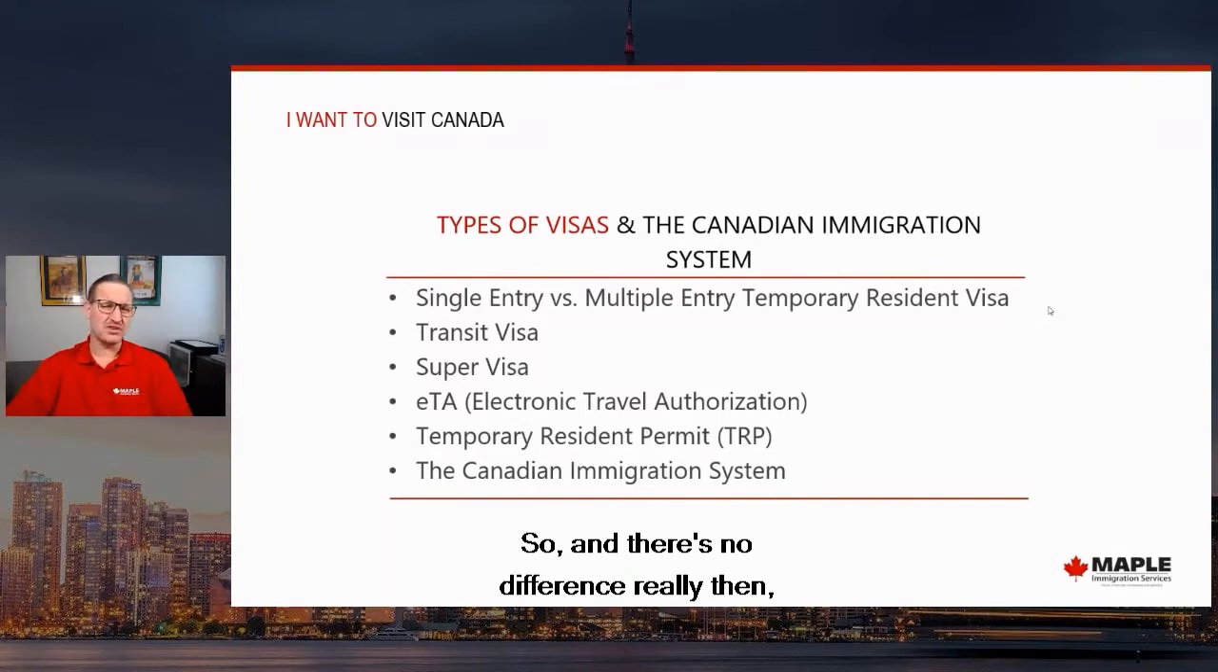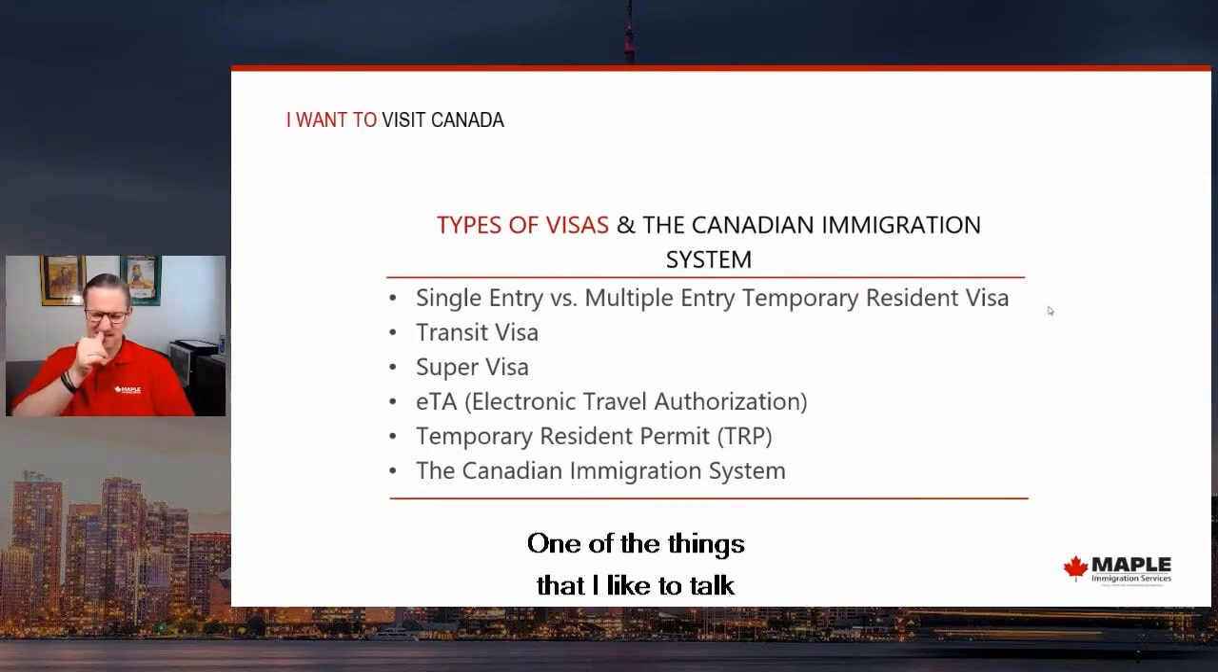So, there's really no difference than having a regular visa, a regular TRV. That's a multiple entry. You can always extend that while you're in Canada by filing an application to extend through a visitor record. You can also ask for that at the airport. However, I would be careful with that. But really, at the end of the day, there's no real difference with the super visa.